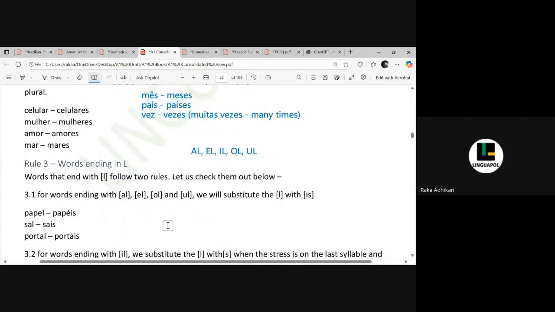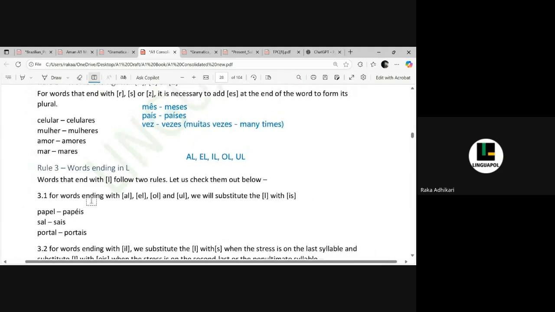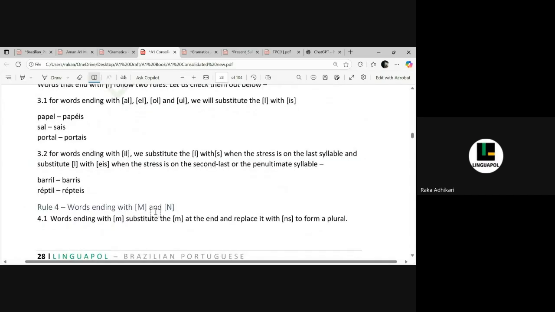Then words ending in L. I will come back to this rule later because there are more sub rules in this. So let's skip 3 and let us just finish the rest of it. Then I'll come back to 3.